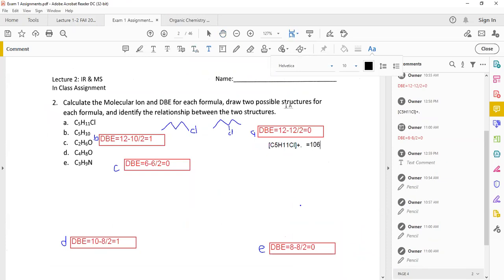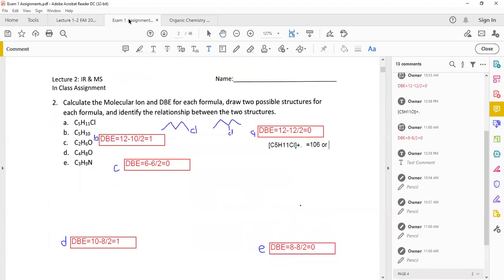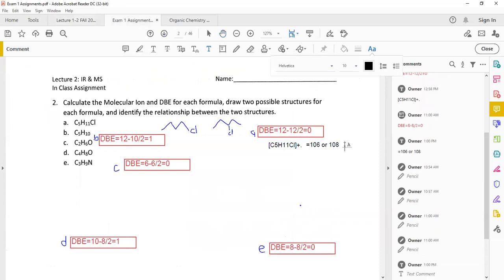So the spectrum is showing exactly 106, or it can be showing 2 more, because remember, chlorine has chlorine-35, which is 75%, and chlorine-37, which is 24% existent in nature. So it can be 2 more, which is 108, okay? So when you look at the mass spec spectrum, you can find your molecular ion in a pronounced peak in that area, at that m over z value, okay?